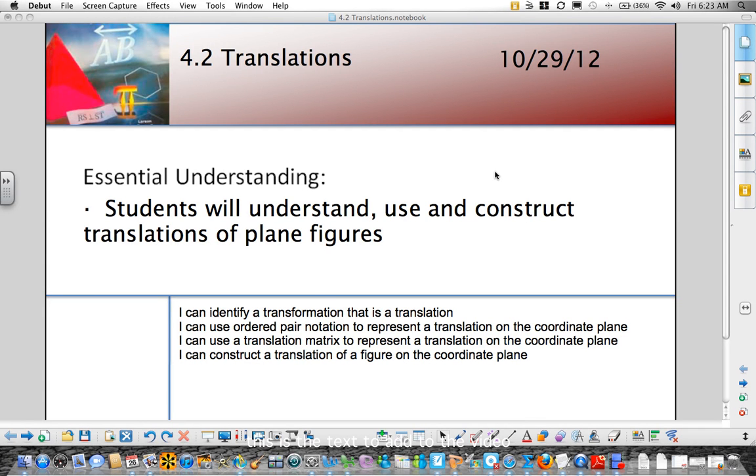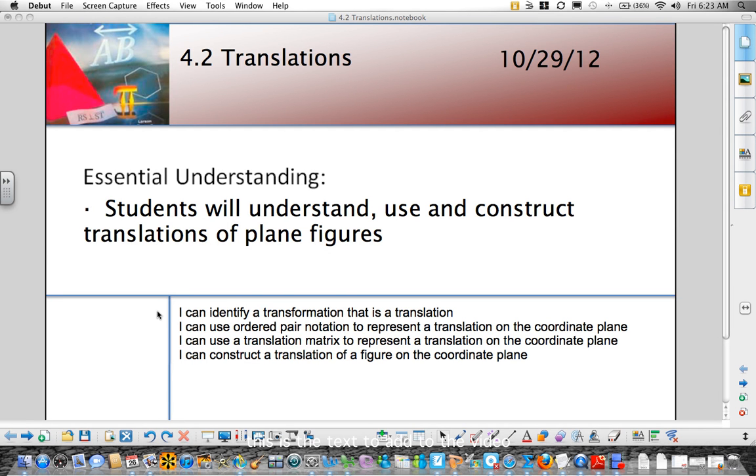Okay, so we're looking at the next lesson, which covers translations. This is section 4.2. Our learning goal for this lesson is that students will understand, use, and construct translations of plane figures. Our different success criteria are below here.